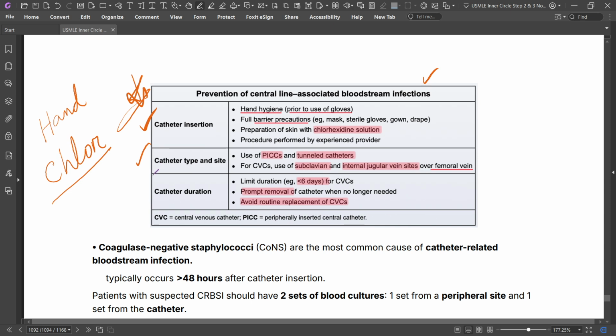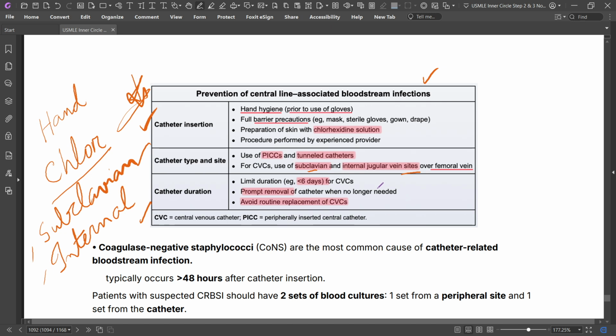In catheter types and site, use a peripherally inserted central catheter or tunneled catheter. For central venous catheter, use the subclavian and internal jugular vein site over the femoral vein. This is very high yield. Sometimes for better positioning, we use ultrasound-guided techniques, especially for the internal jugular venous site.